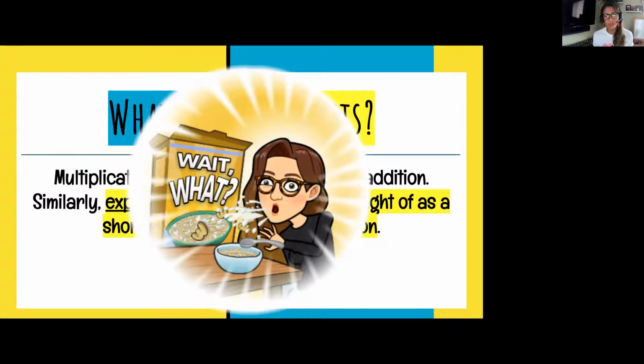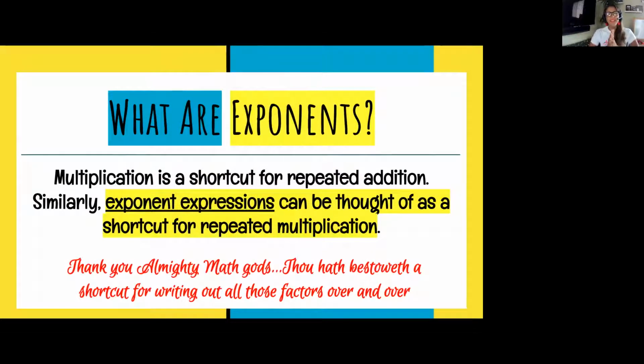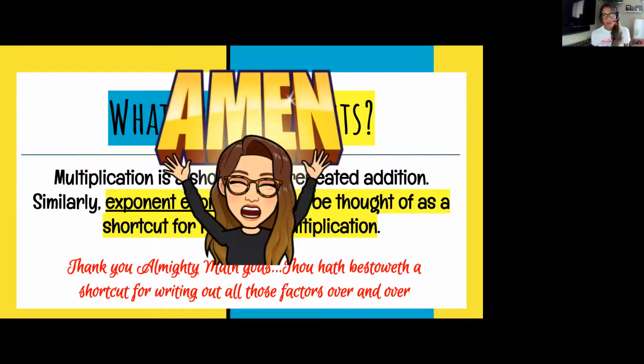That's right. With exponents, we can thank the almighty math gods that thou hath bestoweth a shortcut for writing out all those factors over and over and over, right? We should all bow down. Exponents are going to be our best friend for writing out repeated multiplication.